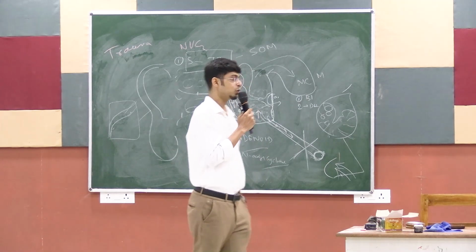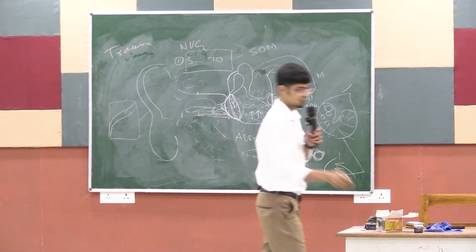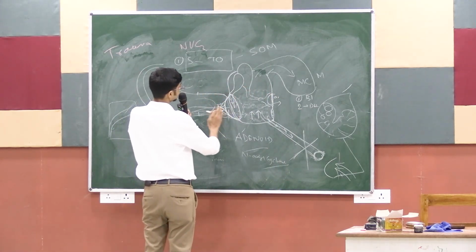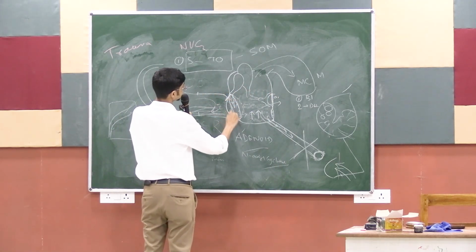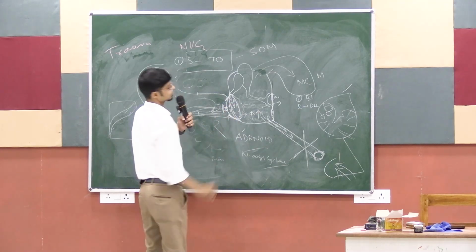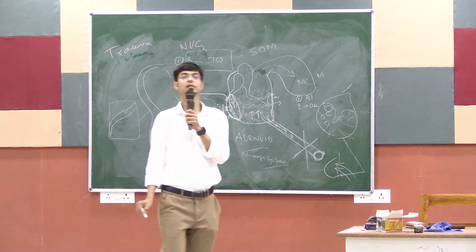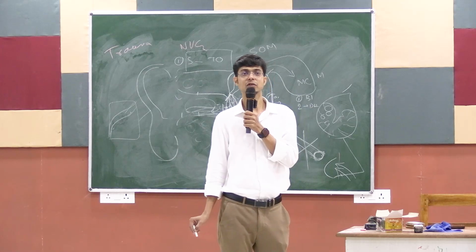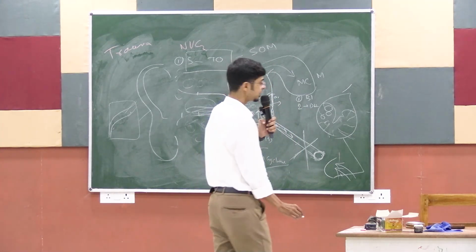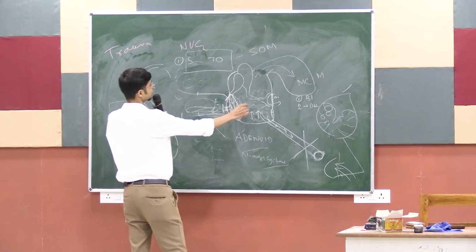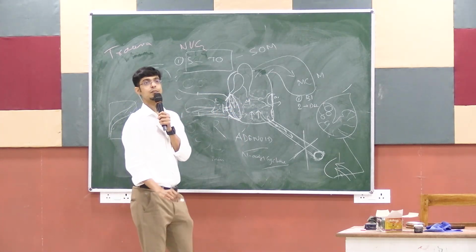So what do we do? We make an artificial hole in the eardrum and put a tube. What is this called? It's called a grommet. Have you heard of the name grommet? A grommet is a tube that connects the external ear with the middle ear cavity.